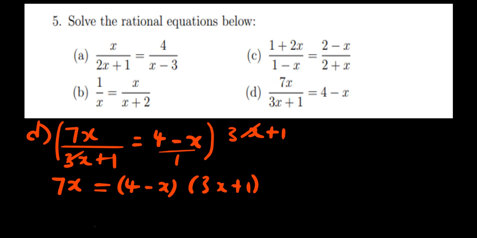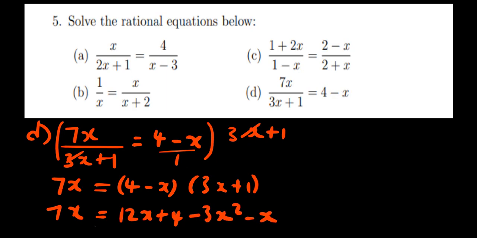So now you expand your expression. I'm going to have 7x. I'm going to multiply 4 with everything in the bracket, so I have 12x plus 4. Then I'm going to multiply negative x with everything in the bracket. I'll have negative 3x squared, then a negative x. Then I put the like terms together.